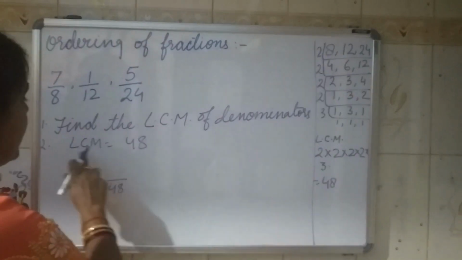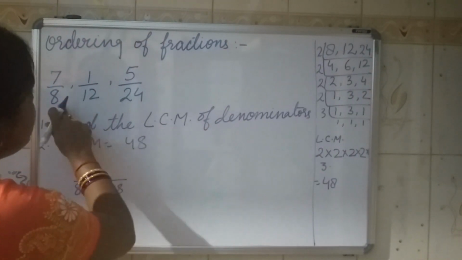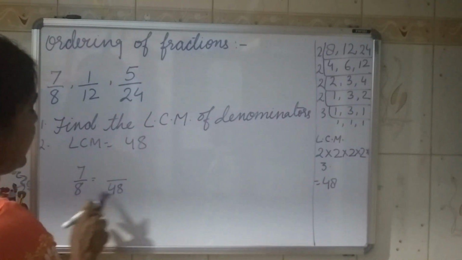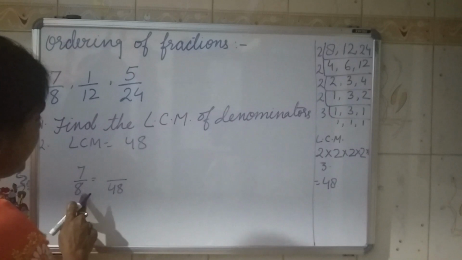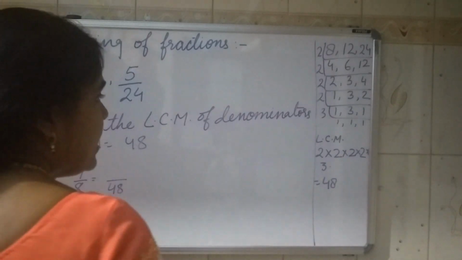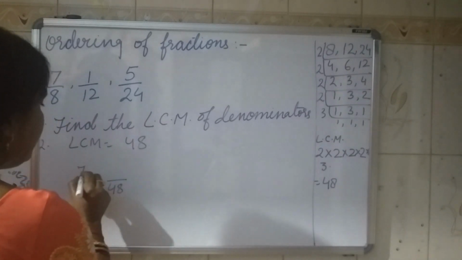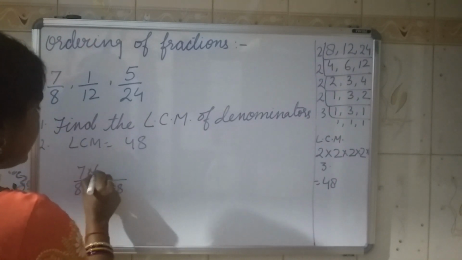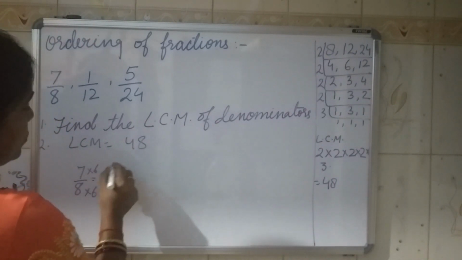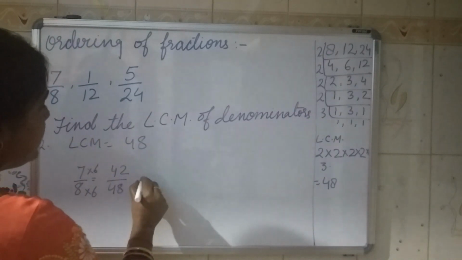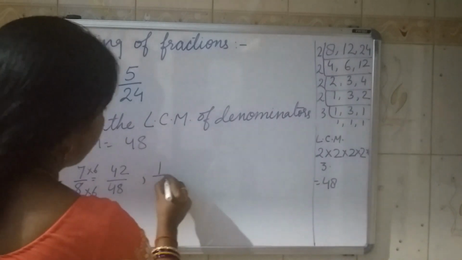The common denominator we have taken out is 48, so all denominators should be 48. Which number will we multiply with 8 to get 48? 48 divided by 8 is 6. Okay, 8 sixes are 48. So it means we will multiply 7 by 6 and 8 by 6. So it is 7 sixes are 42. Okay. The second fraction is 1 upon 12.